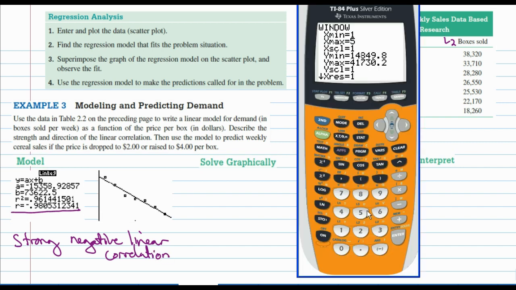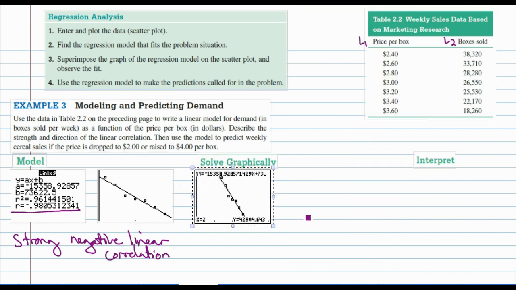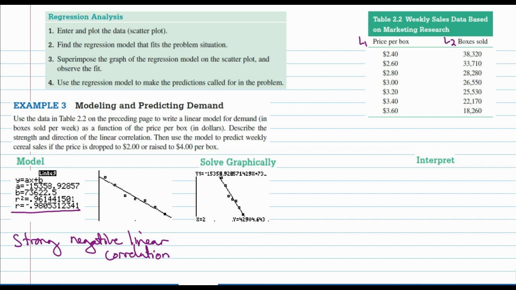Now I want to be able to see $2 and $4 on my x-axis. So I changed my x-min to 1 and my x-max to 5. I'm going to go back to my graph. It looks a lot different, but now I'll be able to see what's happening on the x-axis at 2 and 4. So I'm going to hit trace. Make sure you're on Y1, hit 2, enter. It looks like 42,904 boxes will be sold for $2.